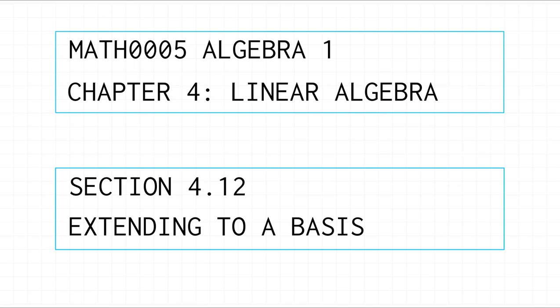A basis for a vector space is a linearly independent spanning sequence. So if you've just got some linearly independent sequence, it might not be a basis because it might not span the whole vector space. It's going to be useful to us to be able to take a linearly independent sequence and add some things in to make it into a basis. In this video, we're going to see how to do that.